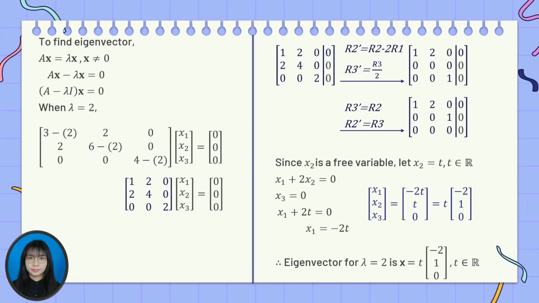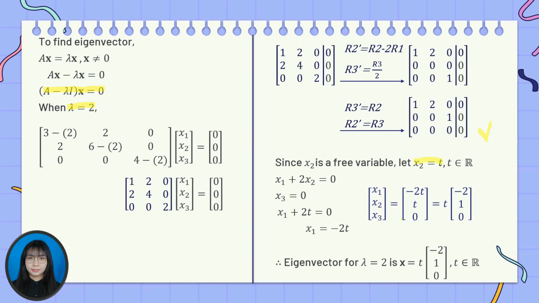To find the eigenvectors, we solve the equation A minus lambda I times x equal to the 0 vector, for vector x. First, lambda is equal to 2. We substitute lambda equals 2 into the equation and make it into augmented matrix form, and then solve it until it becomes REF form. After that, we obtain that x1 and x3 are leading variables and x2 is a free variable. So we let x2 equal to t.